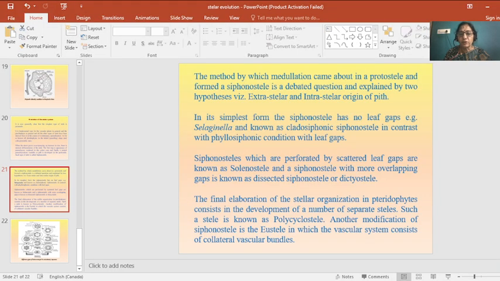The elaboration of the stelar organization in pteridophytes consists in the development of a number of separate steles. Such a stele is known as polycyclostele. Another modification of siphonostele is the eustele, in which the vascular system consists of collateral vascular bundles.